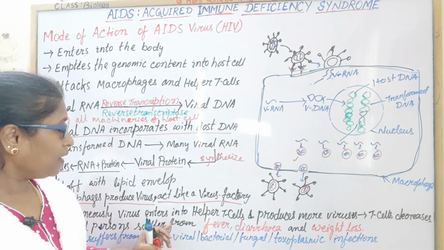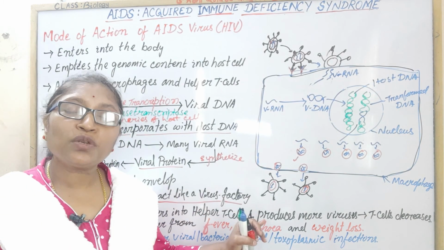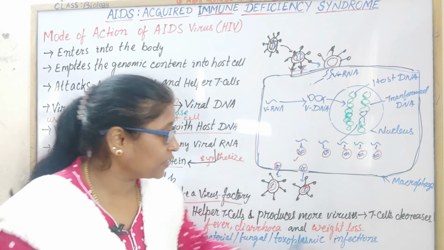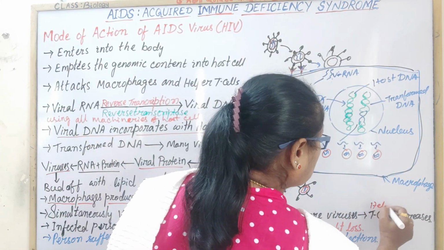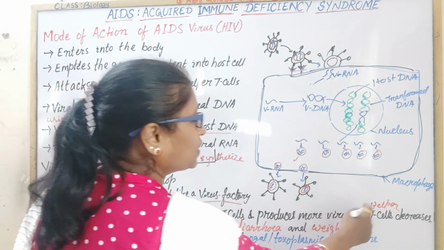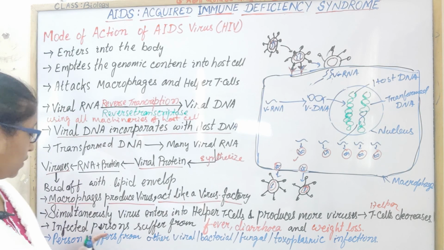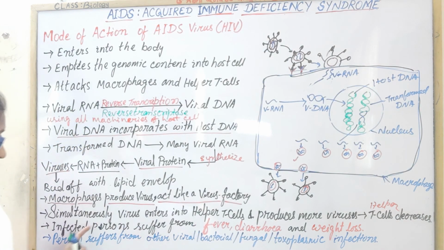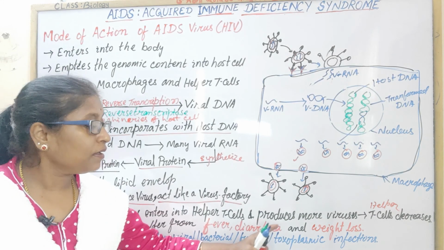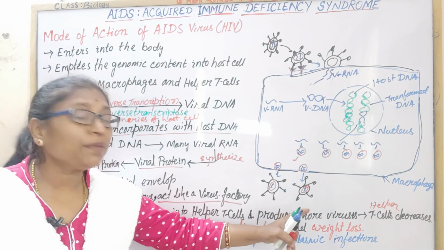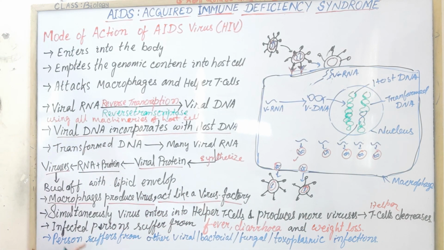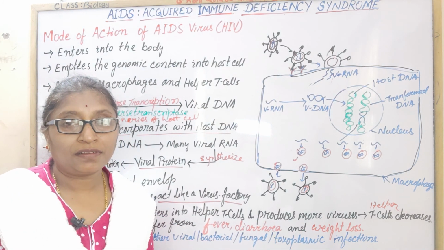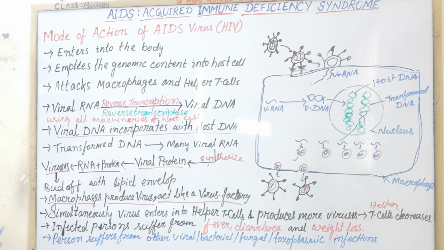Simultaneously, the viruses attack the helper T cells. There also they produce more viruses, and thus the helper T cells decrease. During this period, the infected person suffers from fever, diarrhea, and weight loss. And by this time T lymphocytes are decreased, so the body is easily infected by other viral, bacterial or fungal, toxoplasmic infections. Okay, write down all this.